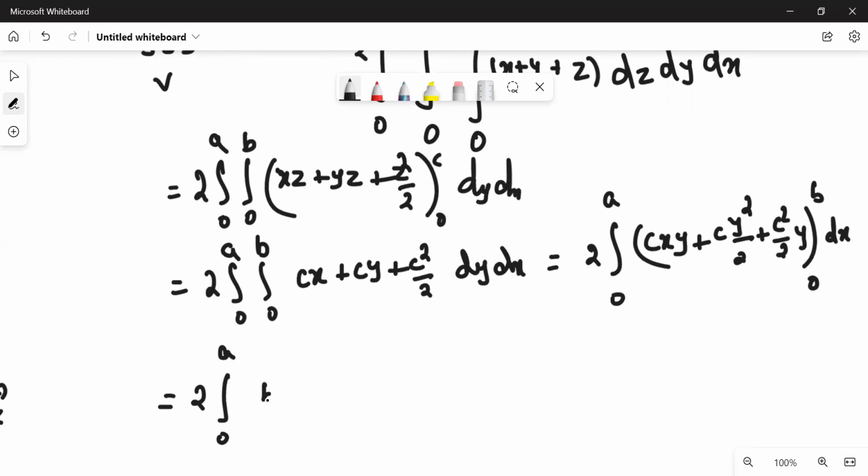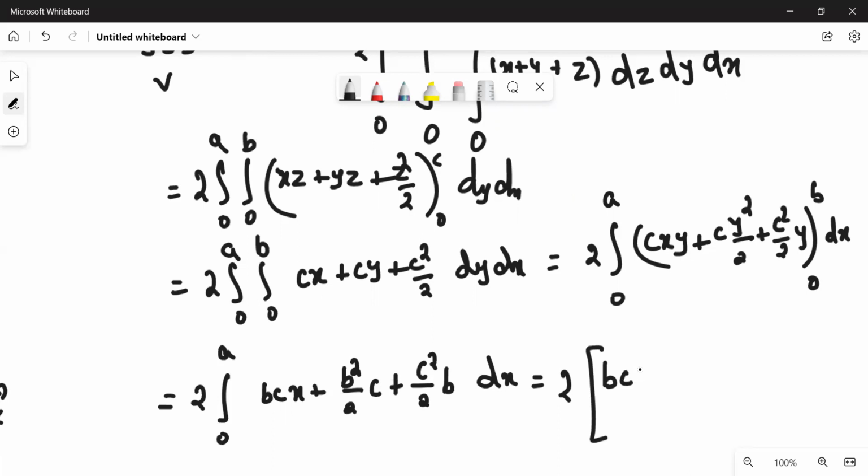So bcx plus b square by 2c plus c square by 2b. Lower limit 0 on y, all the terms we have y, so it becomes 0. Then we have to integrate with respect to x. 2 common. bc as such, integration of x is x square by 2. b square by 2c, integration is x. c square by 2b, integration is x, between the limit 0 to a.